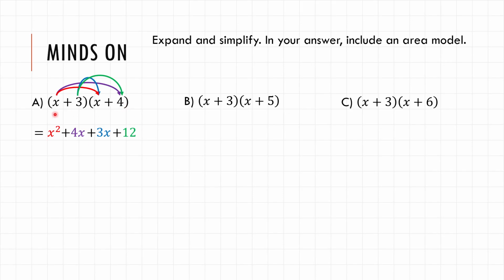Now that we have this expression here, we can recognize that the two terms in the middle are like each other, and therefore we can combine them by adding their coefficients 4 and 3 to get 7x. Now, to create an area model out of this, I have to be able to look at these two and imagine them as two sides of a rectangle. So one side would be sort of x, which is an unknown length, plus 3.